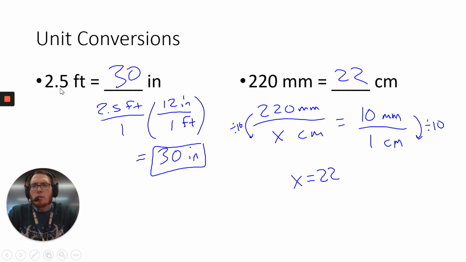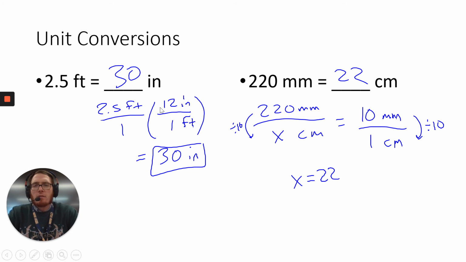Okay, this first one says 2.5 feet. So in unit analysis, we put that number over 1. So 2.5 feet over 1. And then we say, well, what unit conversion is there between inches and feet? And it's 12 inches for every 1 foot. And I put the 1 foot on the bottom because I want to cancel the units out of feet and feet.